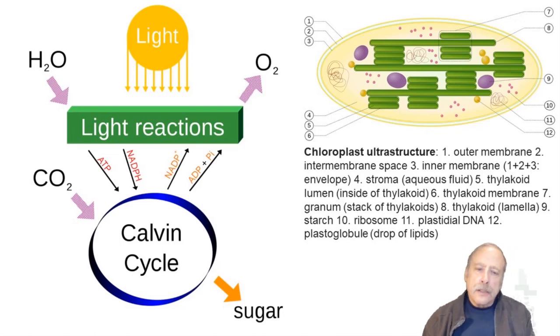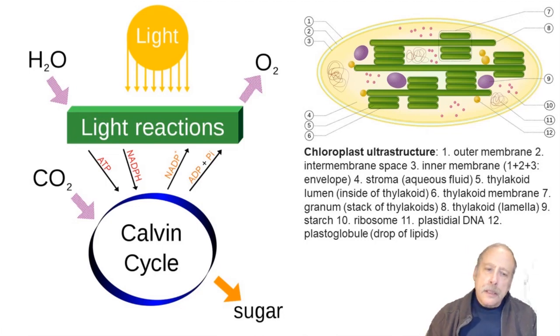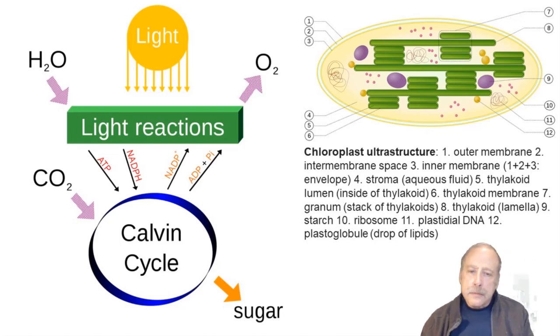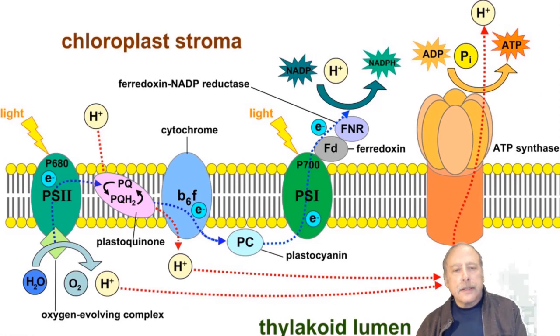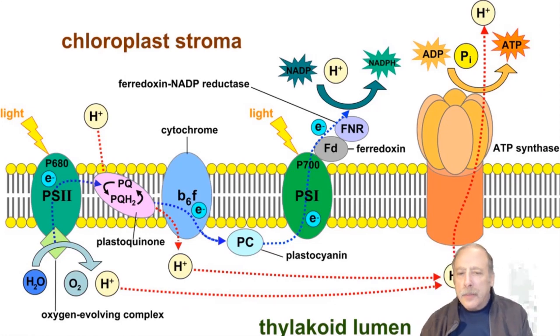In plants and algae, photosynthesis takes place in the organelles called chloroplasts. You see a chloroplast on the right. Let's go deeper and look at the light-dependent reactions of photosynthesis at the thylakoid membrane. The flow of electrons down the electron transport chain leads to the ultimate reduction of NADP to NADPH.